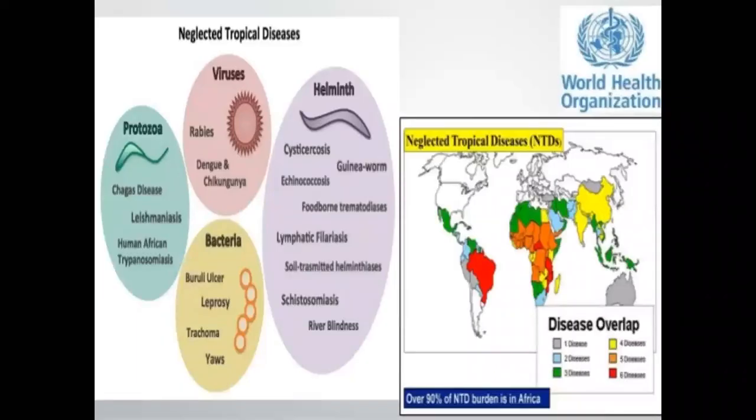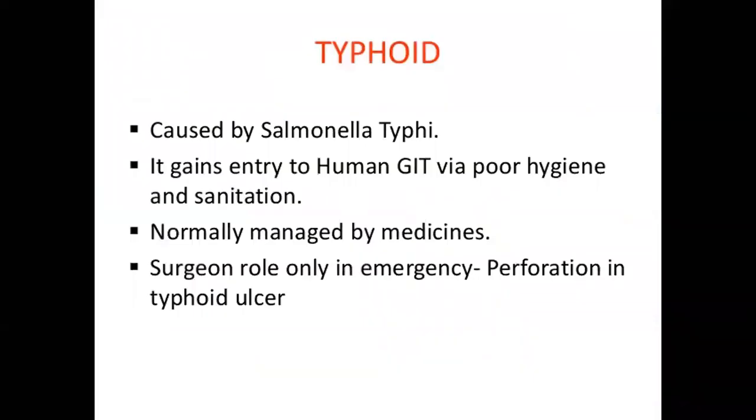So, what are tropical diseases, and where are they located? There could be protozoa, there could be bacteria, there could be viruses, there could be helminths. This is the area I have shown where you can see the neglected tropical diseases. Now, the first disease, which is very common in our medicine and surgery, is typhoid.